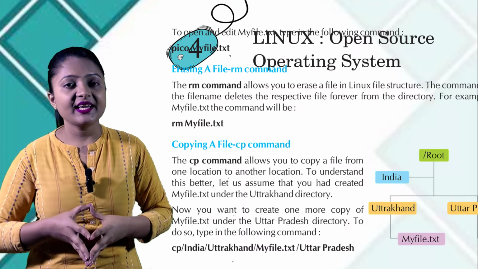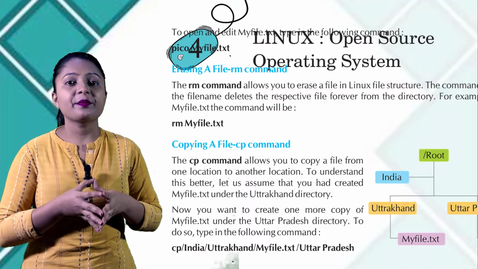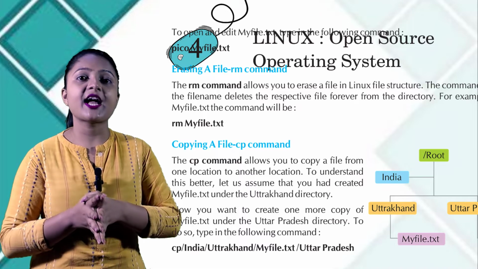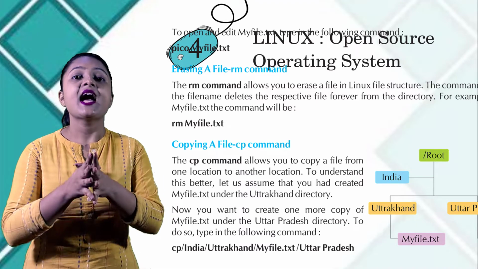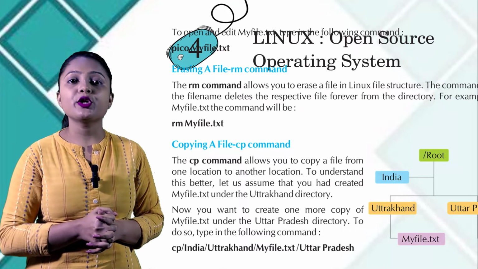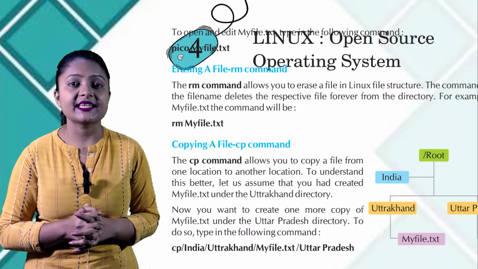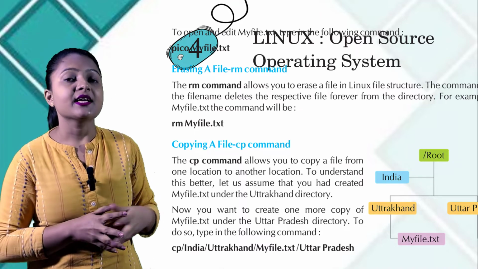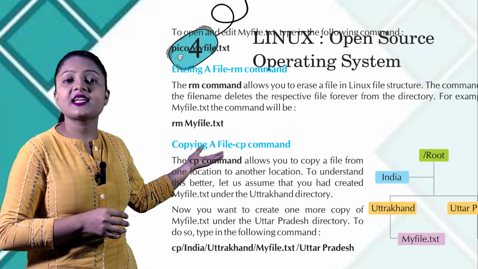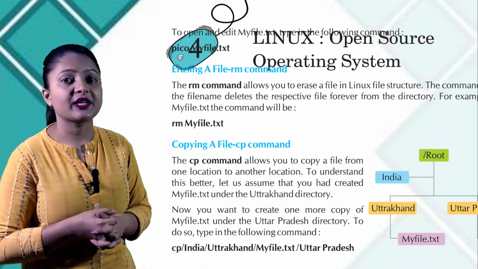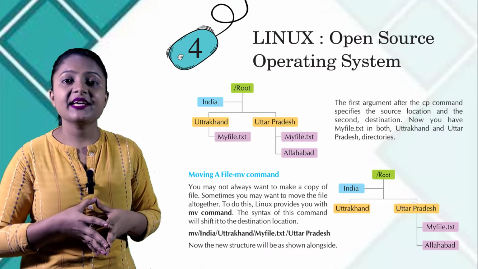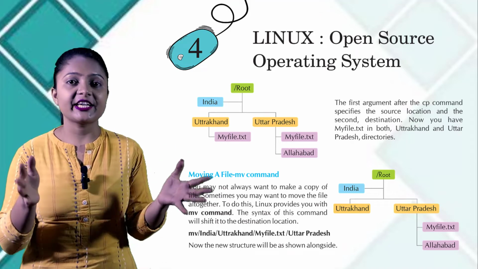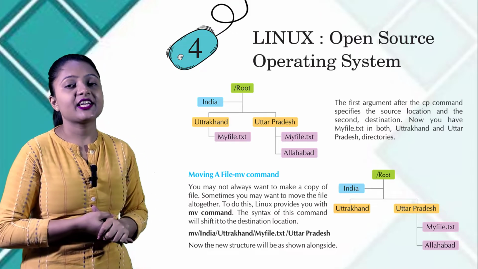Copying a file: cp command. The cp command allows you to copy a file from one location to another location. To understand this better, let us assume that you had created myfile.txt under the Uttarakhand directory. Now you want to create one more copy of myfile.txt under the Uttar Pradesh directory. To do so, type in the following command: cp /India/Uttarakhand/myfile.txt /Uttar Pradesh. The first argument after the cp command specifies the source location and the second the destination. Now you have myfile.txt in both Uttarakhand and Uttar Pradesh directories.